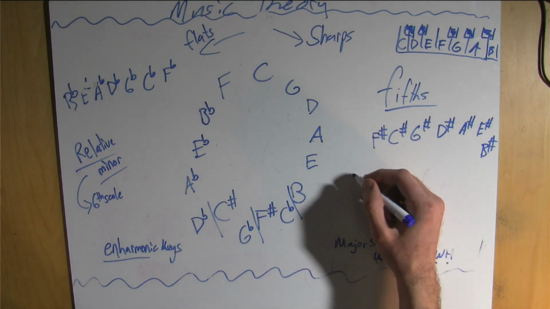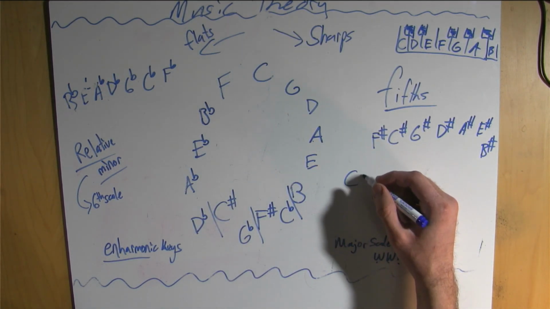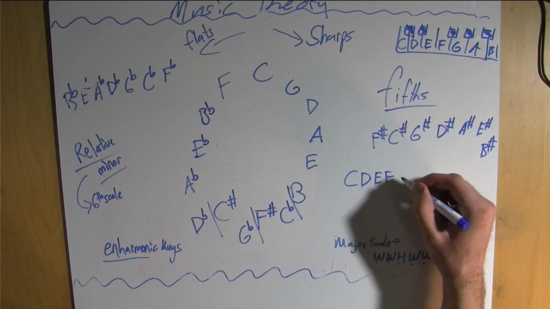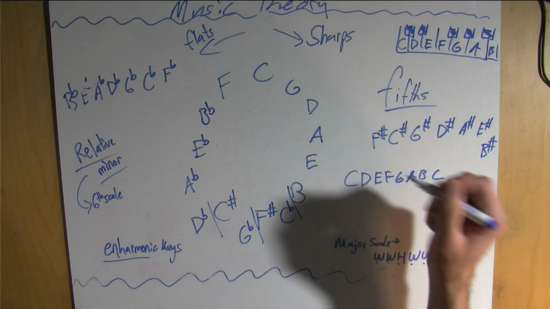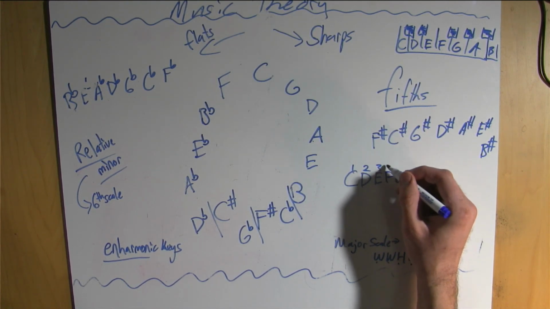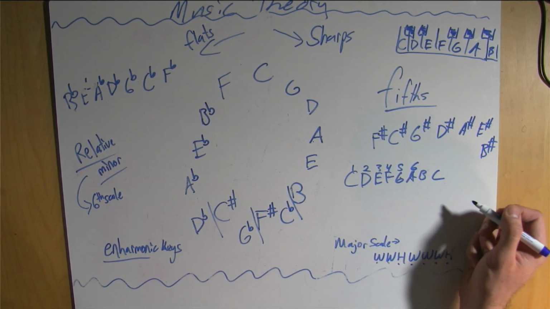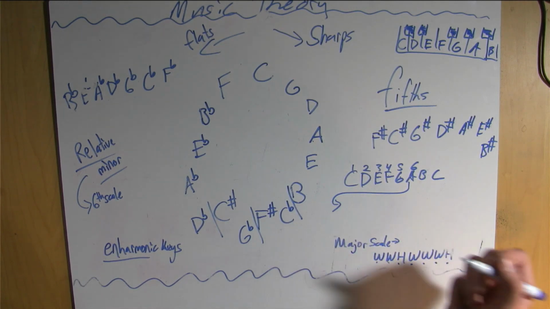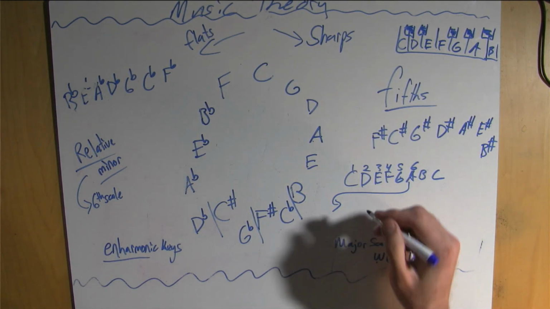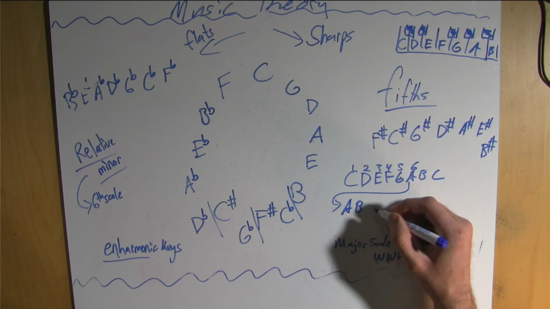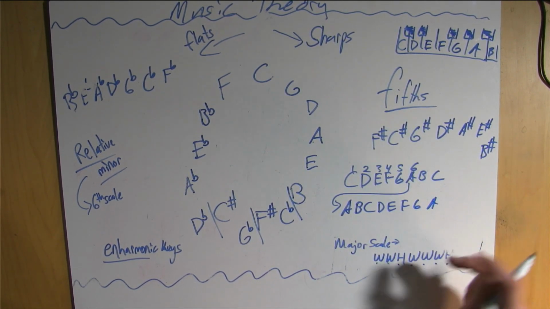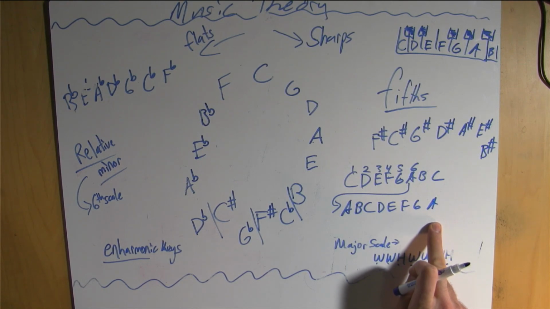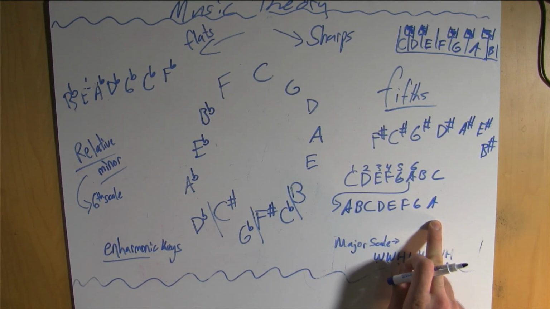So let's just write out C major just for a sec. C, D, E, F, G, A, B, C. Cool. So if you count to the 6th scale degree, 1, 2, 3, 4, 5, 6. If you start the same pattern but on A, B, C, D, E, F, G, A, we get an A minor scale, A natural minor.